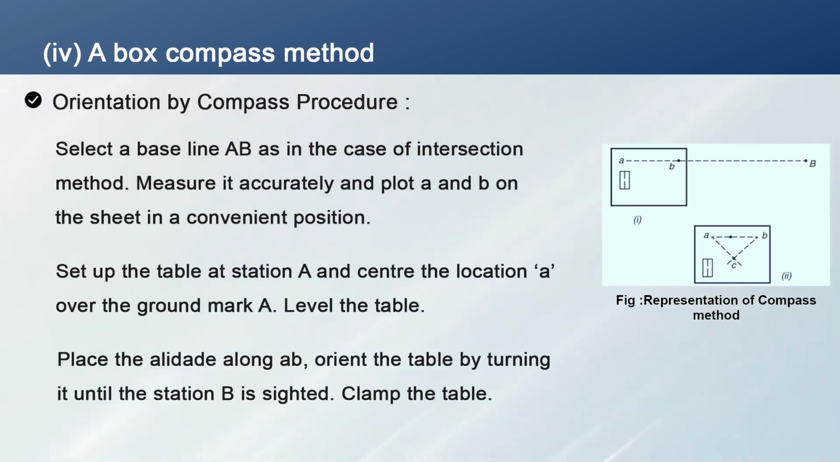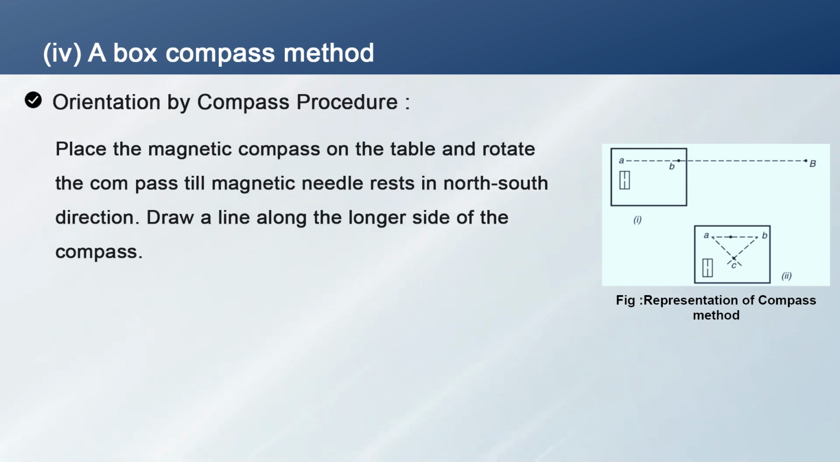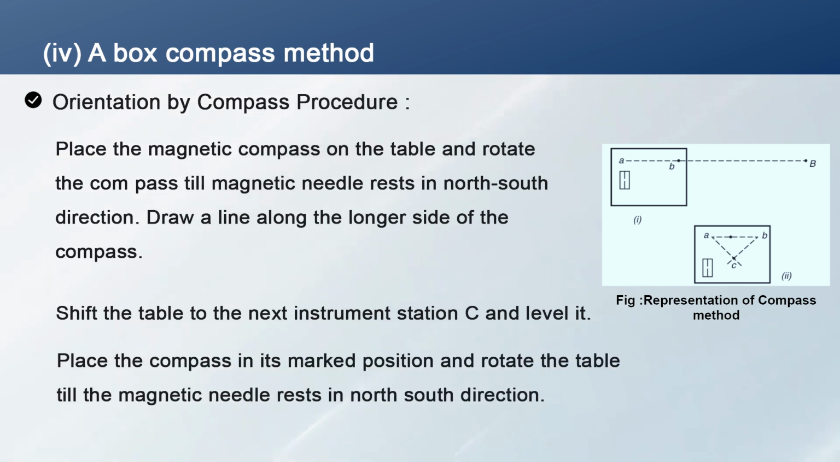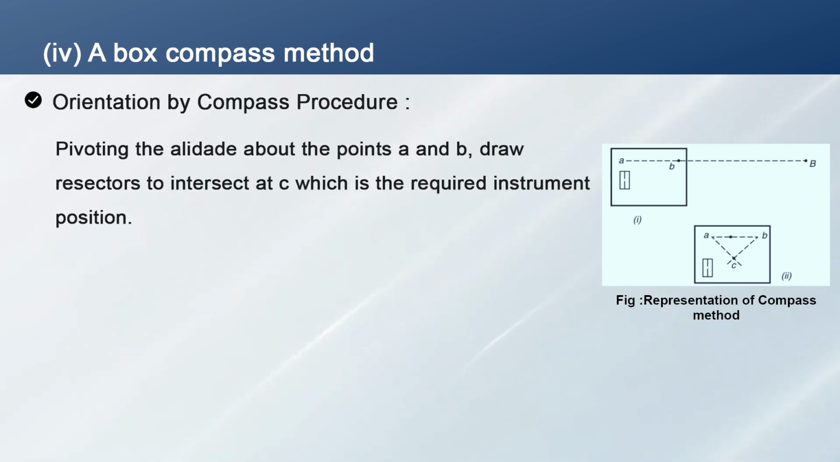Clamp the table. Place the magnetic compass on the table and rotate the compass till the magnetic needle rests in the north-south direction. Draw a line along the longer side of the compass. Shift the table to the next instrument station C and level it. Place the compass in its marked position and rotate the table till the magnetic needle rests in the north-south direction and clamp the table. Pivoting the alidade about the points small a and b, draw resectors to intersect at a small c point, which is the required instrument position.